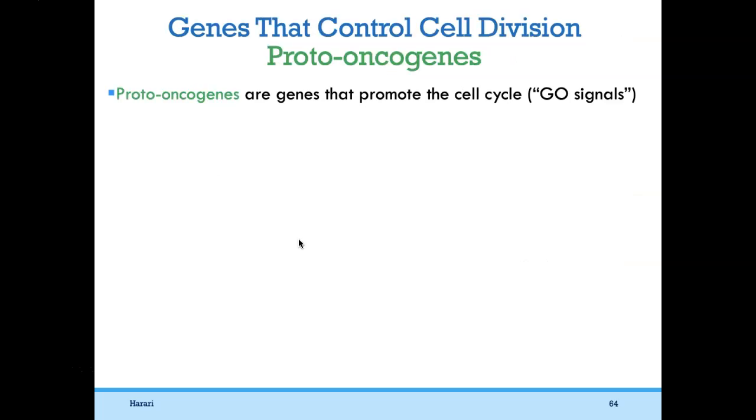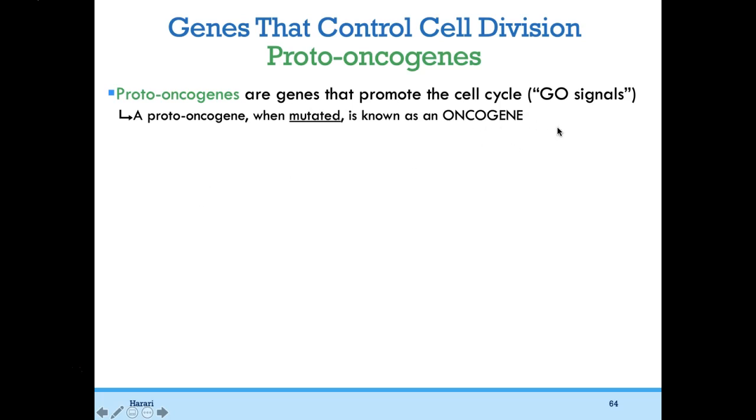So we said proto-oncogenes are the genes that promote the cell cycle. They say go, divide. However, when a proto-oncogene is mutated, so when we change the genetic sequence and the instructions are not good anymore, we call that gene an oncogene.